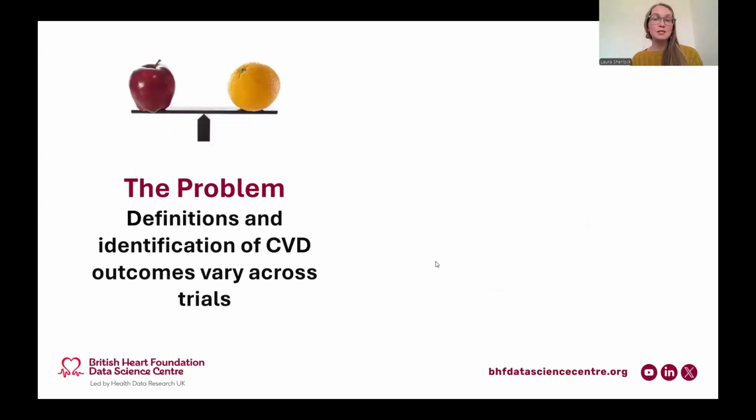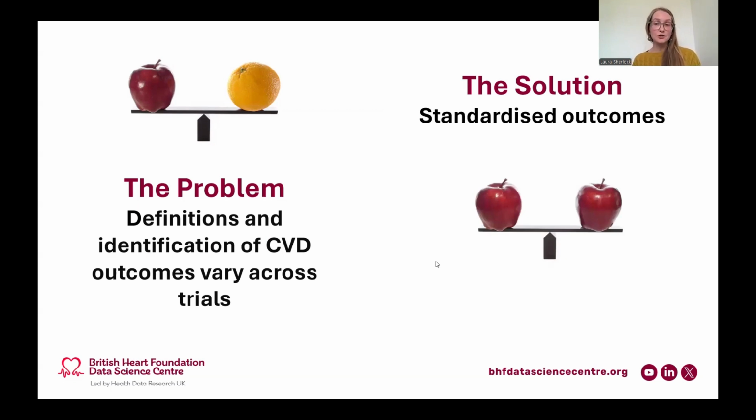And given that the outcome is how we judge whether the intervention has actually worked, it's really crucial that the outcome is measured well. So if outcomes aren't measured in the same way across different trials, it's almost like comparing apples and oranges. But the problem is that different trials sometimes define the same outcome in a different way. And this is similar to what Jadene was discussing about heart failure and the phenotyping definitions. So this makes it really quite difficult to compare results across trials. And that's why we need to standardize our outcomes to make them consistent, comparable, and reliable across studies.